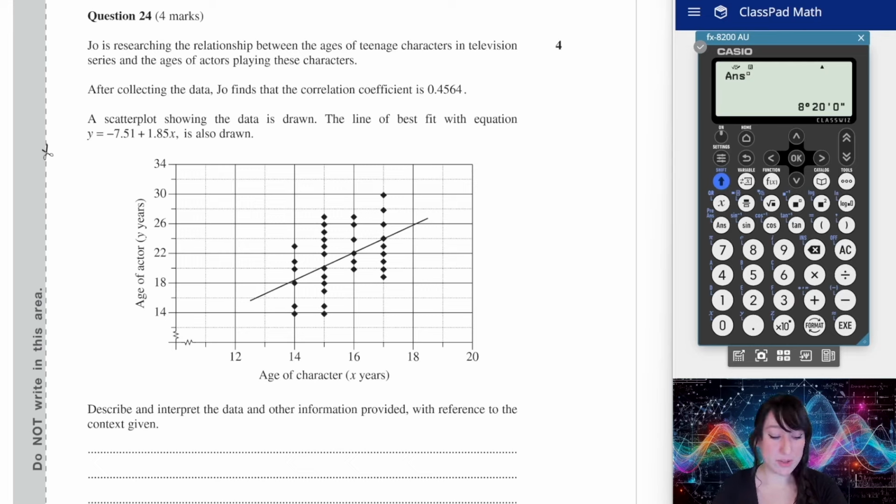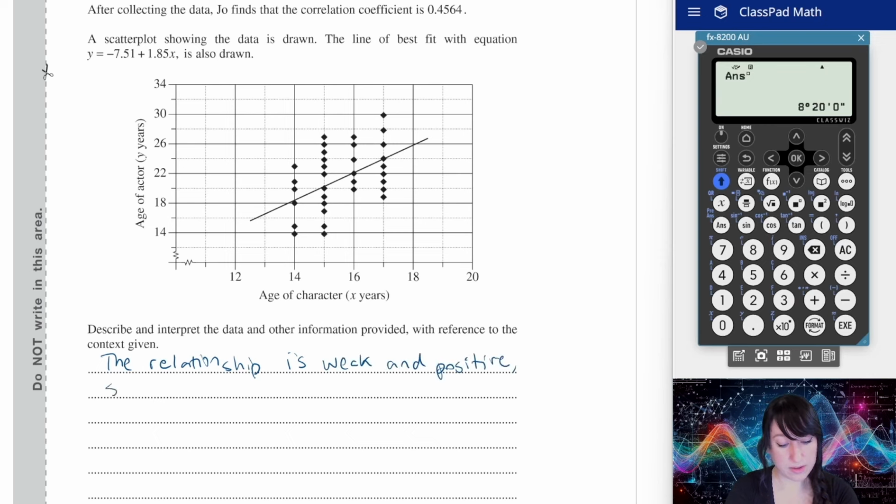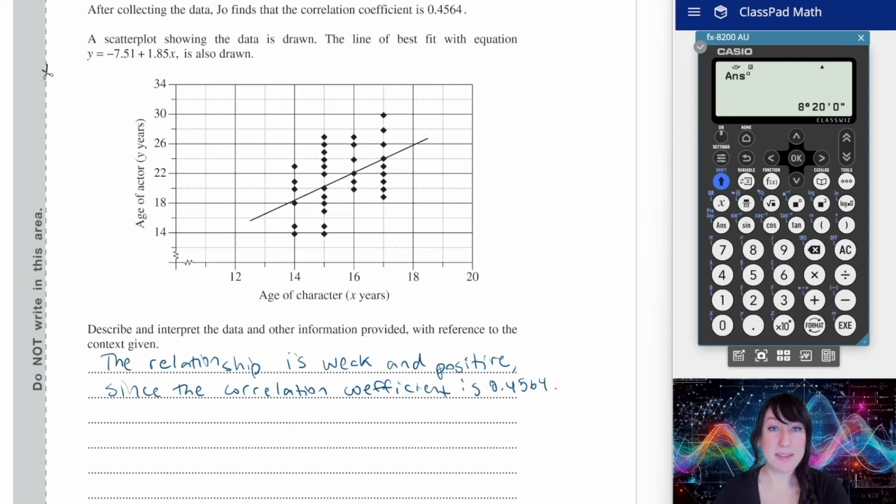This is a 4-mark question, so we need to make sure to identify 4 features of the data. Let's start with the correlation coefficient. 0.4564 indicates that the correlation is relatively weak. It's also positive, so we can write that and say the relationship is weak and positive since the correlation coefficient is 0.4564. Let's add some meaning to that statement.